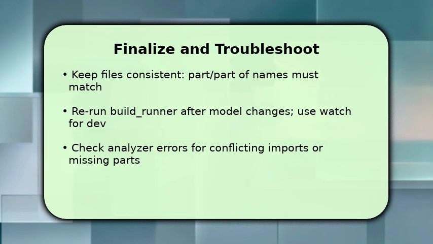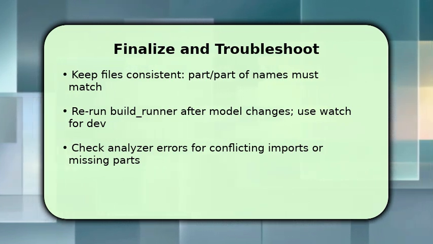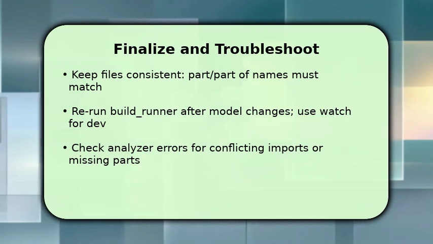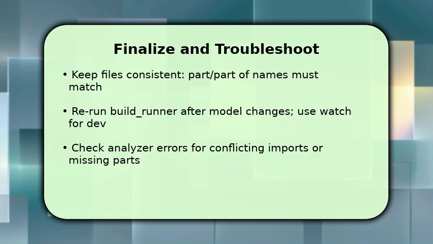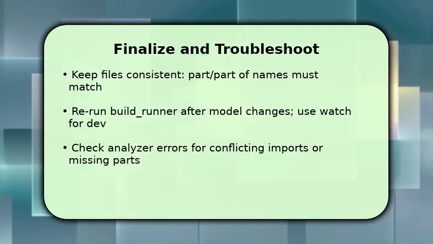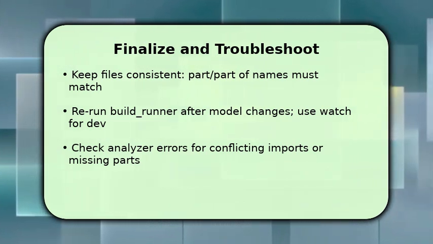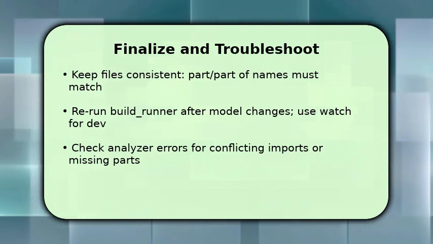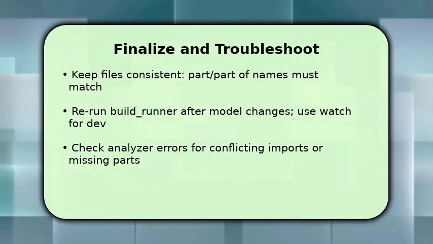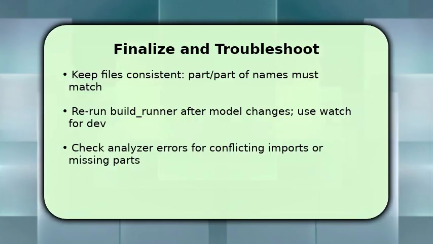When integrating into JSON flows, validate with simple unit tests to ensure fromJson/toJson symmetry. If something breaks, examine the build_runner output and analyzer errors. They usually point to a missing part, conflicting import, or a non-final field that prevents code generation. Fix that and rebuild.